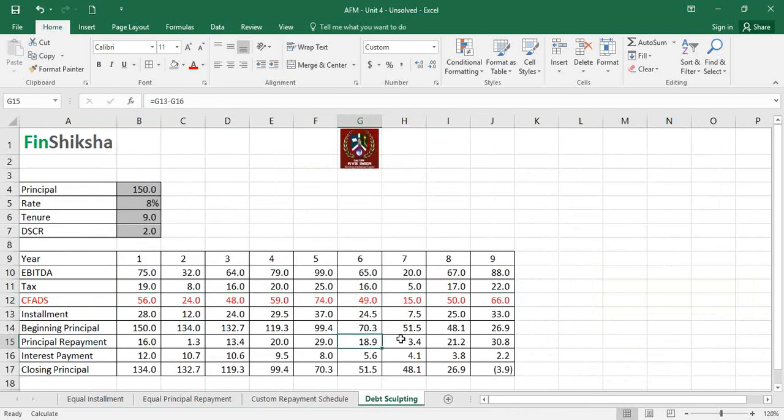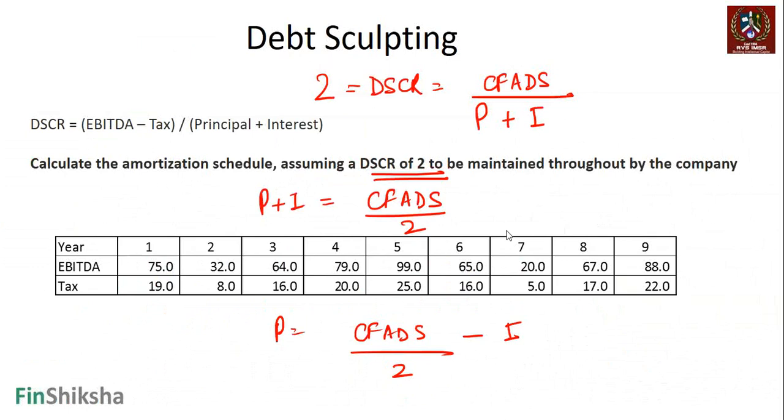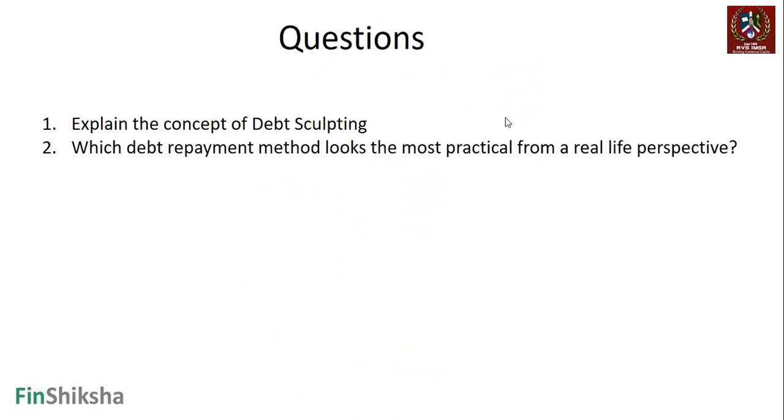Debt sculpting is nothing but a scenario where the company is repaying principal based on the actual amount of money it is generating year after year. That's a very practical scenario, because in real life, it is necessary to know how much money you are having at any given point of time in terms of what you want to repay. Correct? So that's basically our understanding of the various methods of repayment of debt.